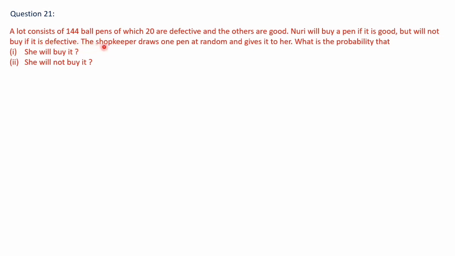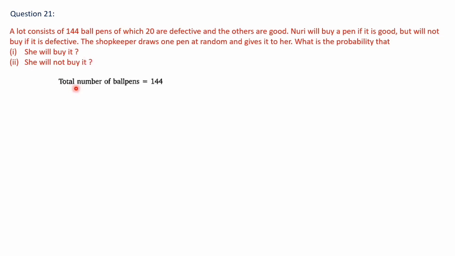So the shopkeeper is taking one pen at random. It may be defective or maybe a good one, we don't know, and gives it to her. The pen is given to the customer, Nauri. What is the probability that she will buy it? She will buy it only if it is good. So if she is buying, it means the pen is good. If she is not buying, it means the pen is not good. That is what the question says.